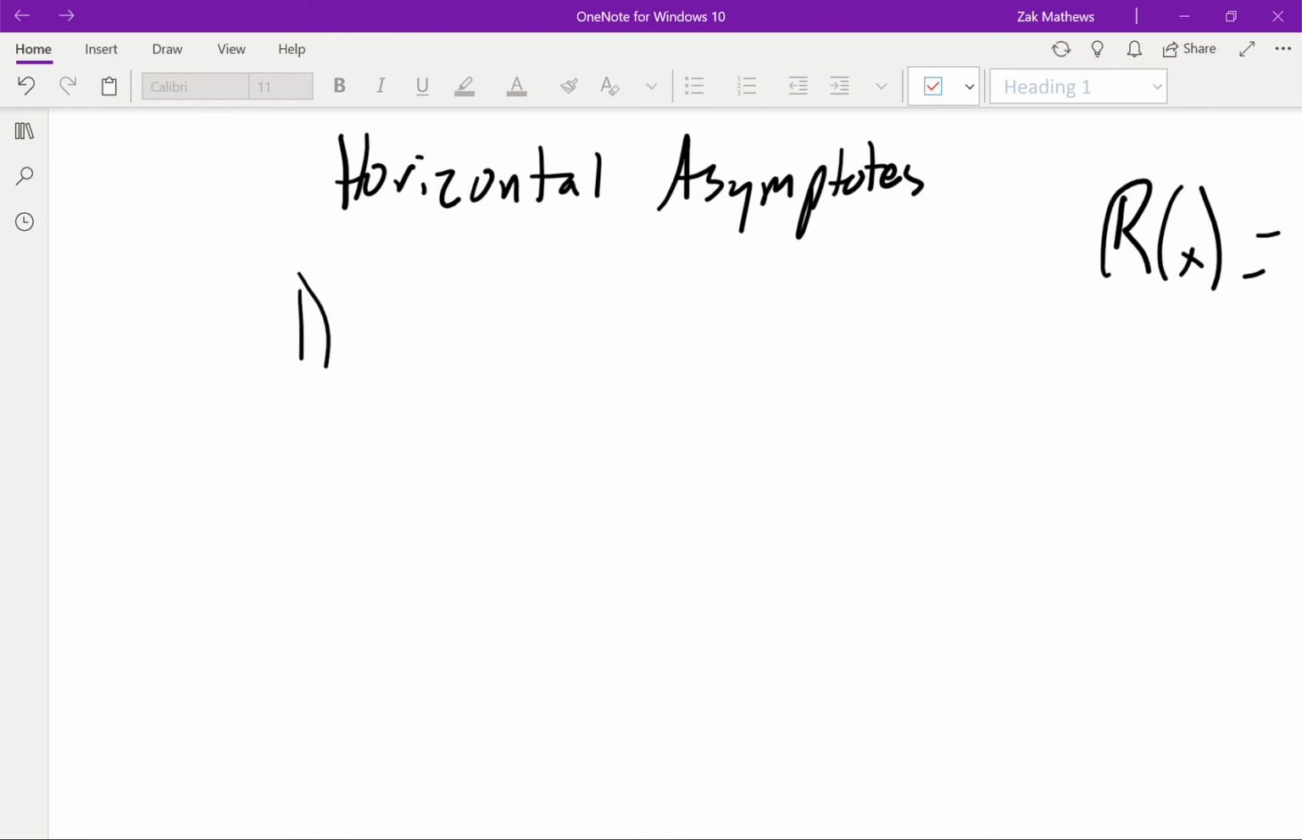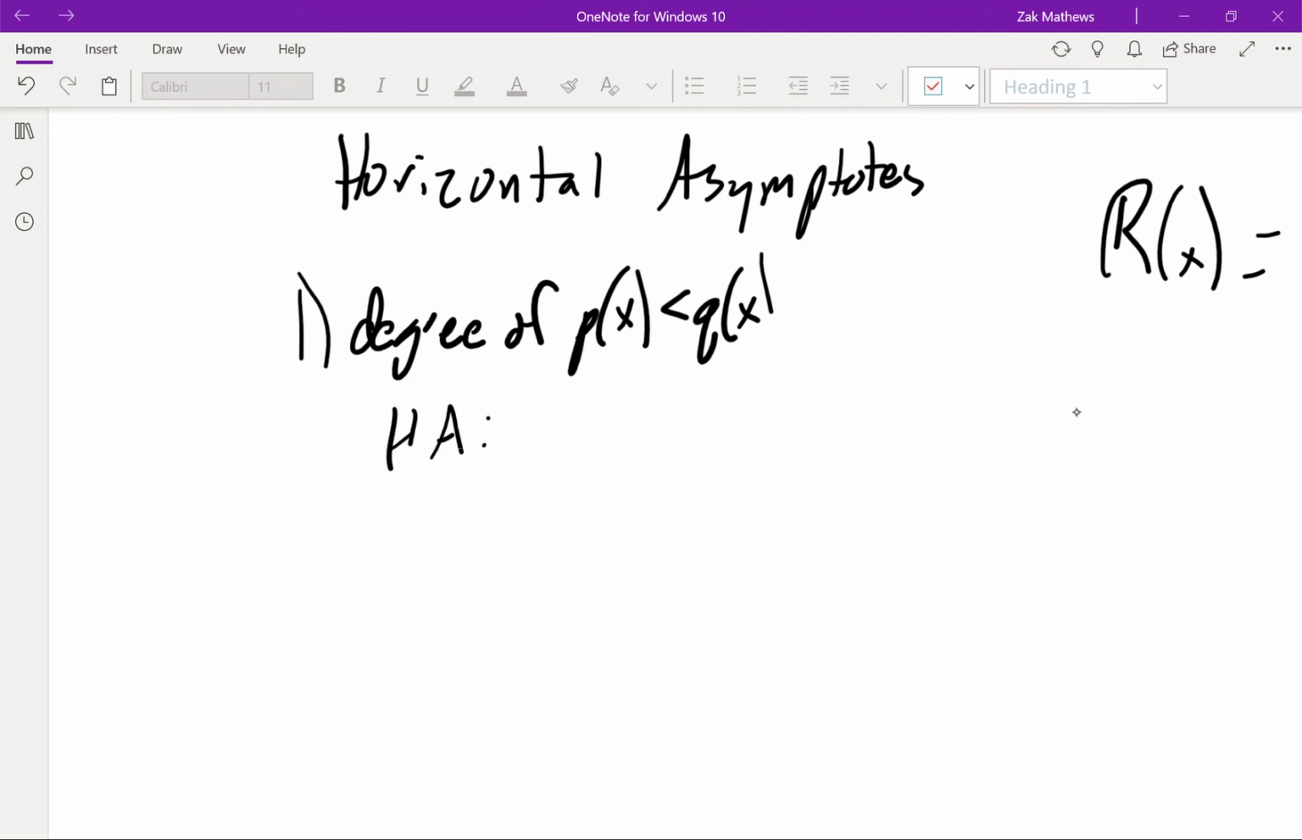So let me write that out. The degree of the numerator is less than that of the denominator. If that is true, we have a horizontal asymptote y is equal to 0. And notice that I'm setting it up as an equation again, because it is a horizontal line. Horizontal lines always take the form y is equal to, and then we are just inserting the value that we find it is. We found that it was 0.